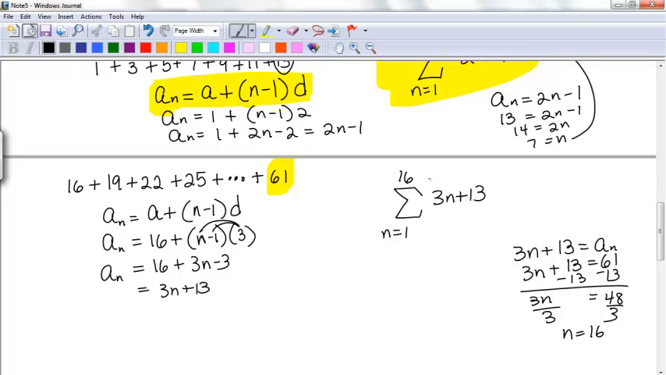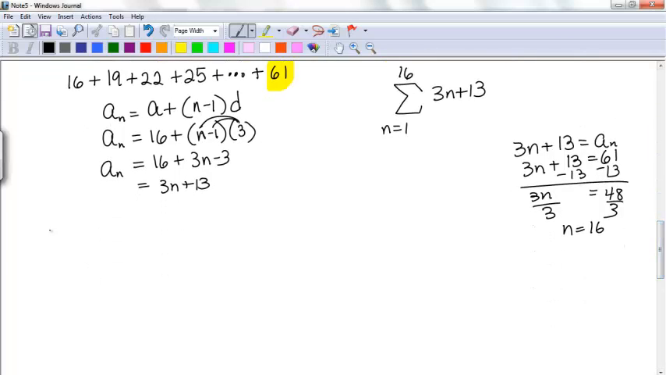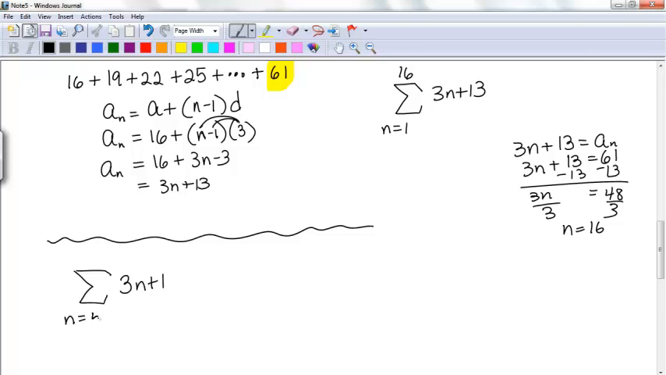Okay, now you try this one. Say I give you 3n plus 1, n equals 5 to 20. I want you to find the sum.